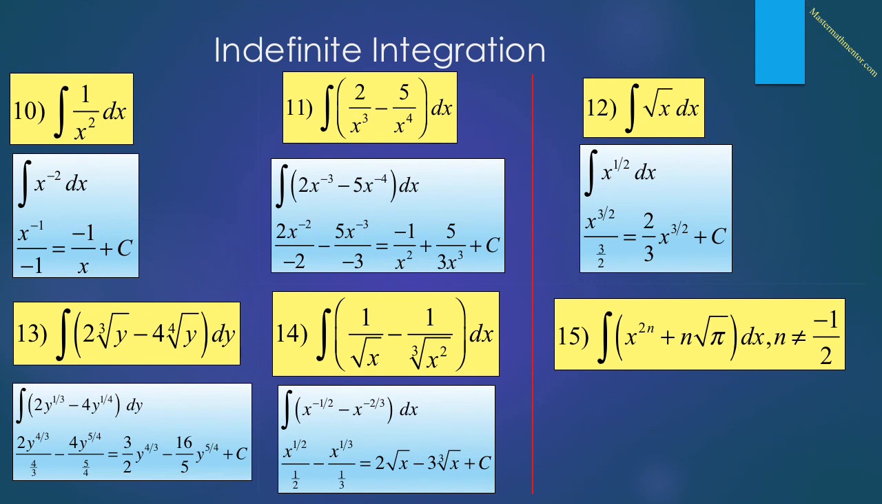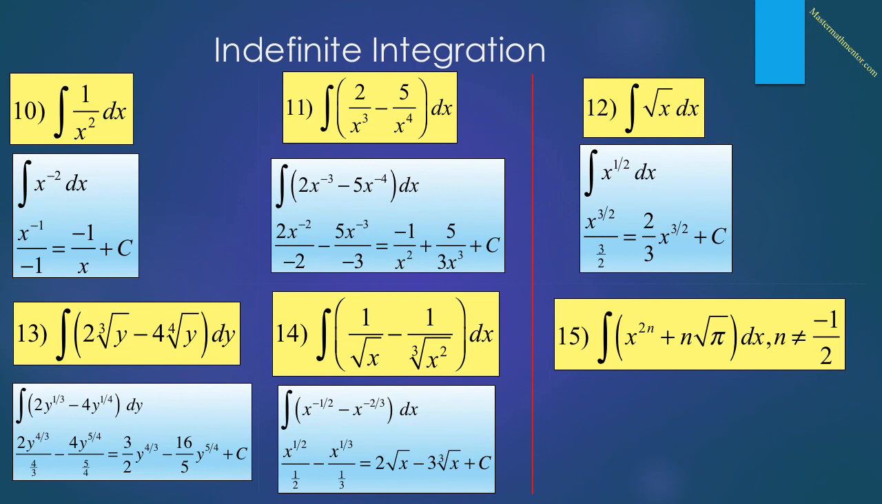14 reads the integral of 1 over the square root of x minus 1 over the cube root of x squared dx. Writing these with powers, that is the integral of x to the negative 1/2 minus x to the negative 2/3 dx. So by the power rule, adding 1 to each power, we get x to the 1/2 over 1/2 minus x to the 1/3 over 1/3.